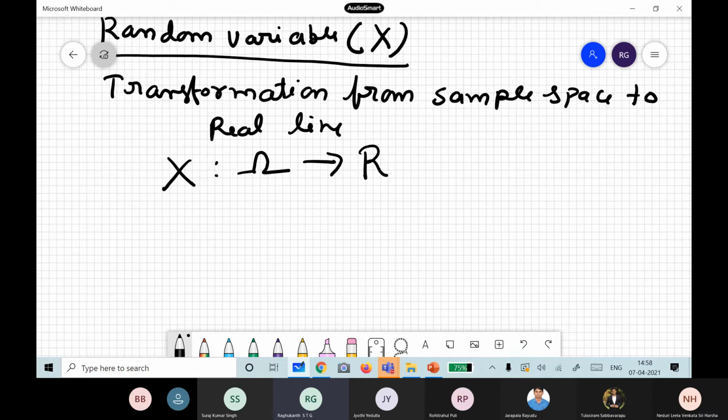Why do we require random variable in probability theory? See, total probability theorem, Bayes theorem, that is more or less sufficient to solve all our problems. But why do we use random variable? Has anybody an idea? Why do we do this transformation?